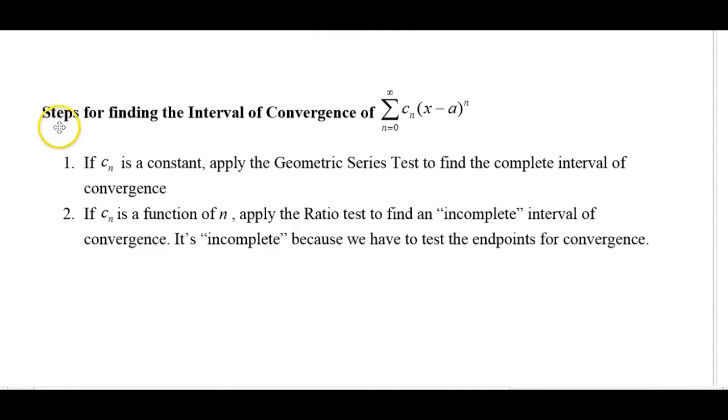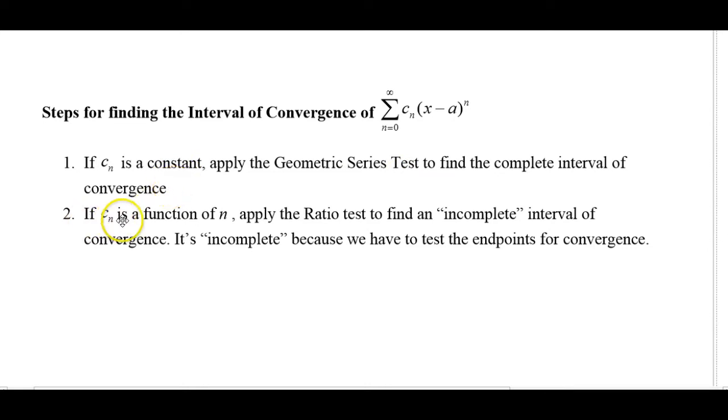Alright, let's start by talking about steps for finding the interval of convergence. So we're trying to find the interval of convergence of a power series. Here's a general power series representation: c sub n times x minus a to the n. Well, if c sub n is a constant, so if c sub n happens to be just a number, then we're going to apply the geometric series test to find the complete interval of convergence. That's the best possible scenario.